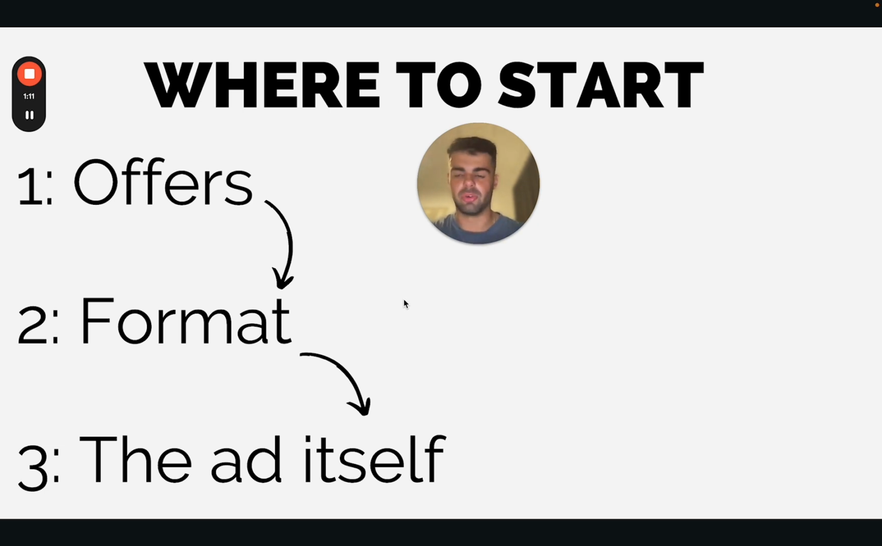Then you can move on to format. How are you going to convey this offer? Obviously, not every offer is going to be able to be conveyed in a video or a carousel, but it's very important that you figure out what type of ad you're going to make first. So don't be in the middle trying to make stills when it should really be a carousel, or don't be trying to turn it into a video when it's not really got enough information in it. It can just be a still creative.